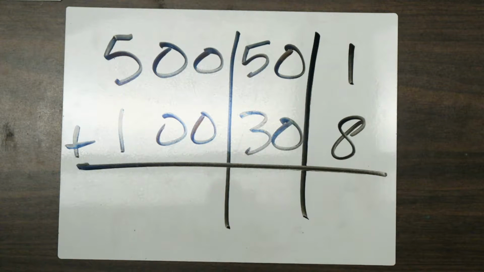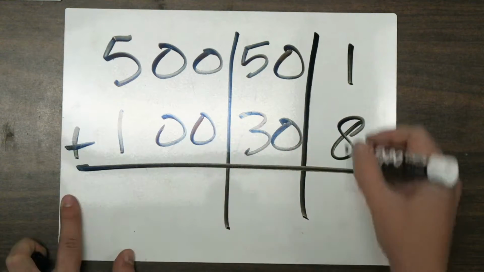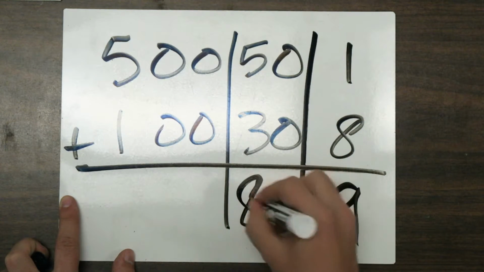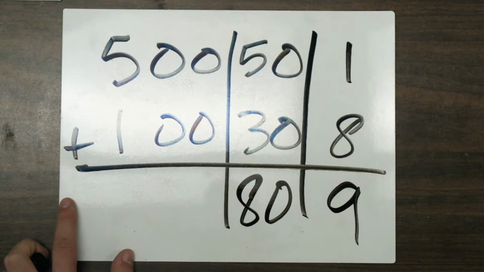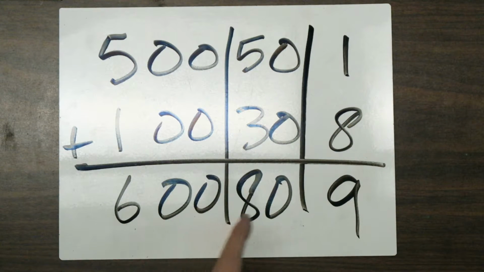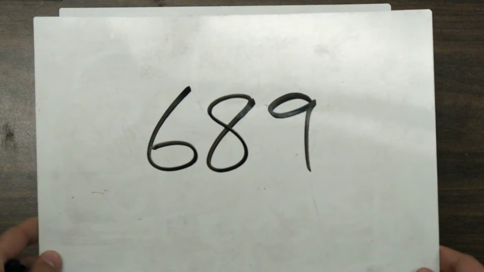I still solve it very similarly. I go place value by place value. So 1 plus 8 is 9. 50 plus 30 gives me 80. And 500 plus 100 gives me 600. Now I combine 680 and 9 into just our answer, 689.